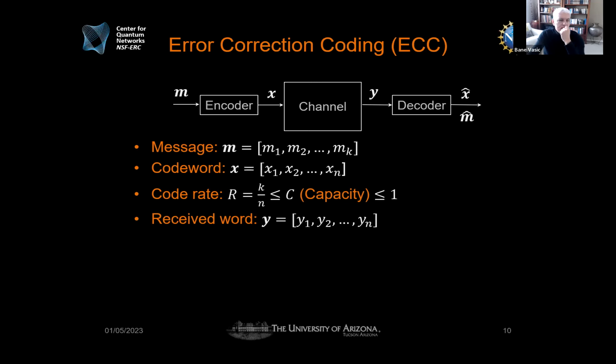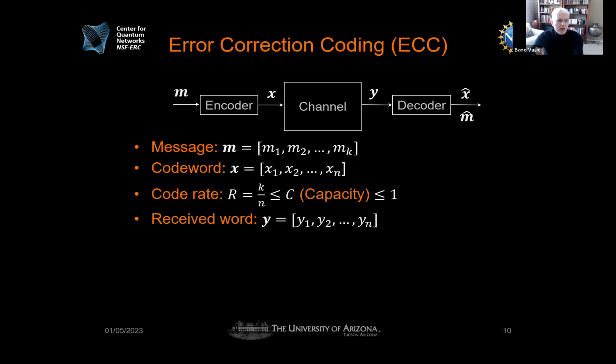And the way we do it is the following. We have k message bits, and then we add some redundant bits to create a code word that has n bits. So k is smaller than n. We added some redundancy. And we describe the efficiency of our scheme by a code rate. This rate is defined as the ratio of logical or information bits to the number of physical bits. And from information theory, we know that this rate must be smaller than the capacity of the channel.